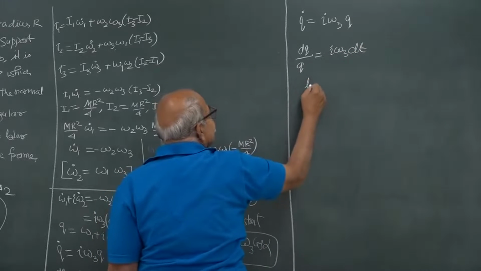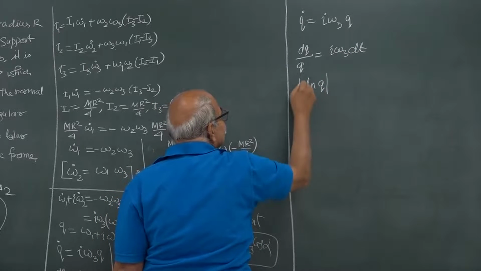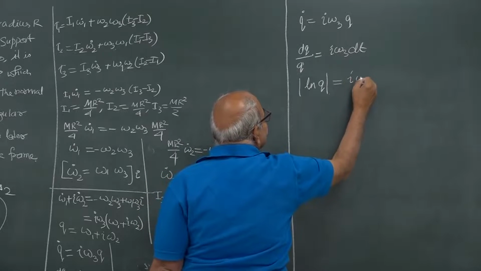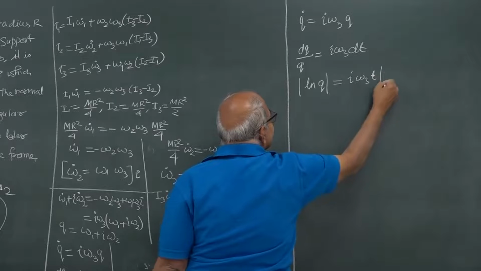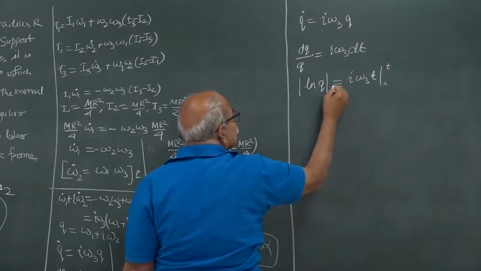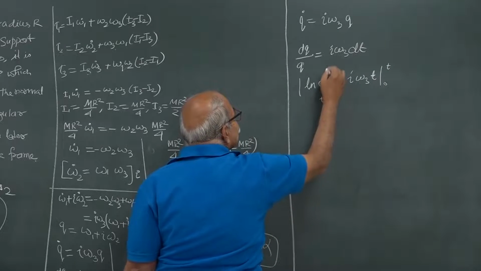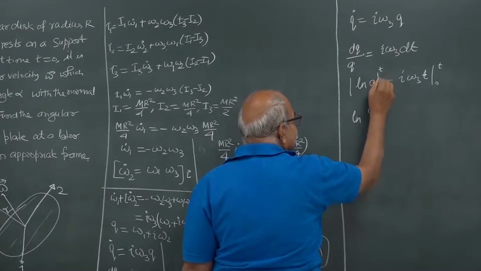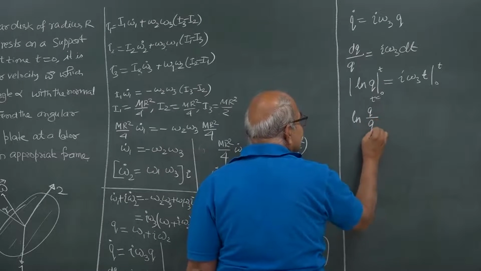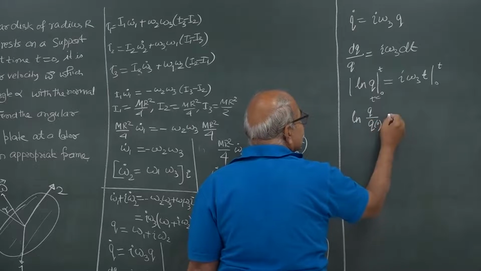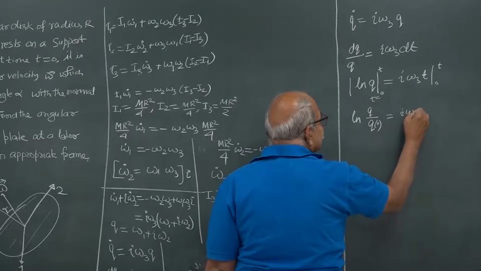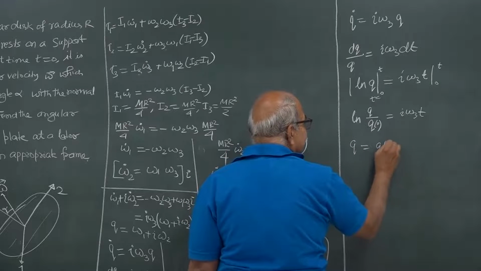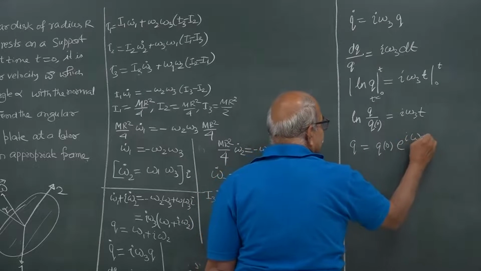So, integrating, ln of q, from t equal to 0 to t, on the other side i omega 3 times t. So, ln of q at time t, which I write as q, divided by q at time t equal to 0, is equal to i omega 3 t, and hence q is equal to q at the initial time times e to the power i omega 3 t.